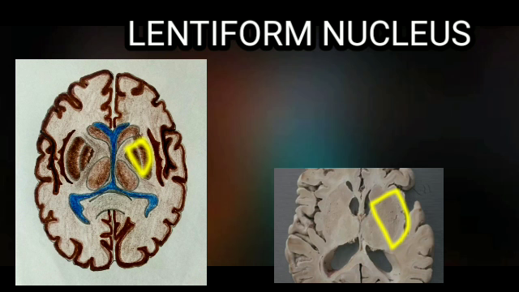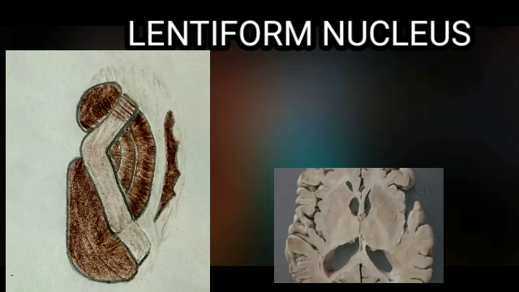Next we will learn the structure of the lentiform nucleus. The lentiform nucleus is called lentiform because it resembles the shape of a lens. Shaped like a lens, it has a biconvex appearance. So this lentiform nucleus is located lateral to the internal capsule.